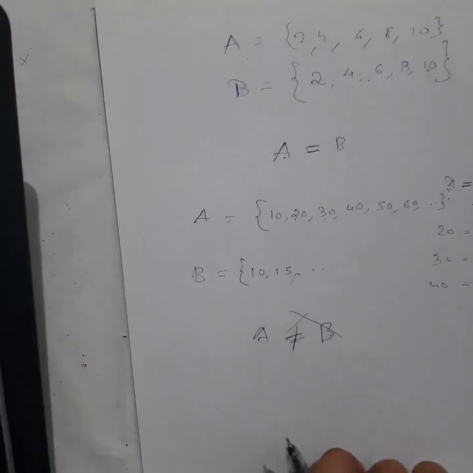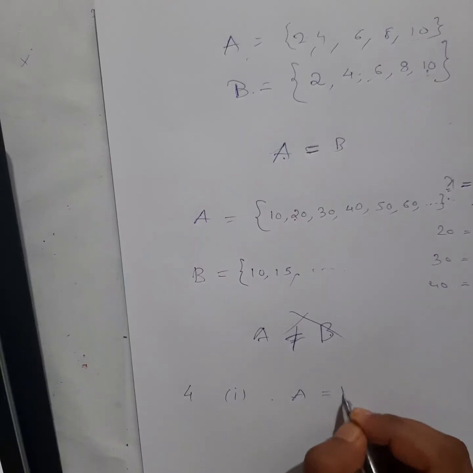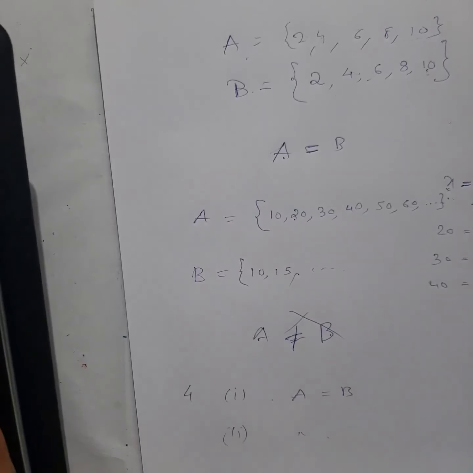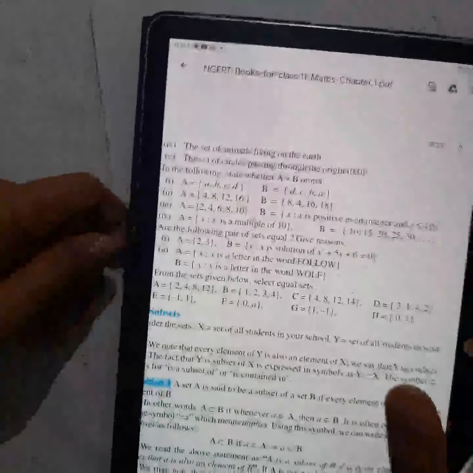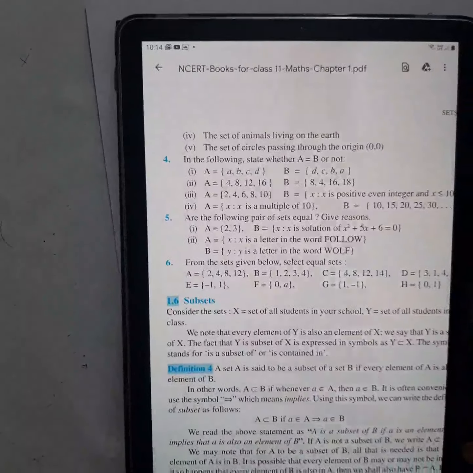or not. So the answer for question number 4, 1, 2, 3, 4, will be: if A is equal to B, we simply write A equal to B. Number 2, A not equal to B, like that. The reason we have not given there. Okay, now in question number 5 we have to give the reason also, they have said.